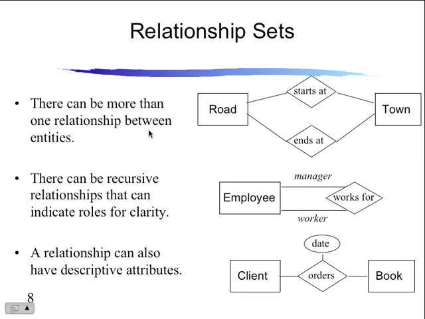There can be more than one relationship between the entities. Here we have the road and we have the town. We have 2 different relationships, so we can show multiple relationships. And all you're doing for these diagrams is drawing diamond symbols for the relationships and rectangle symbols to represent the entities. And you're drawing lines between them.